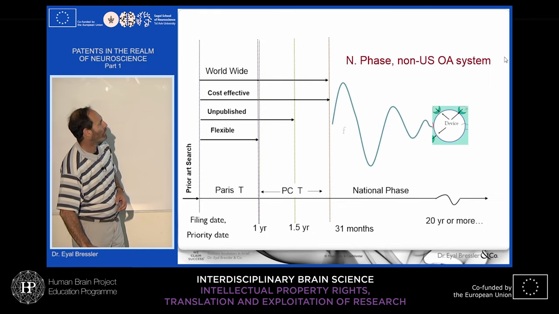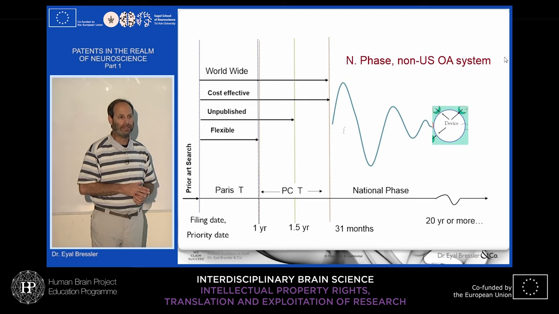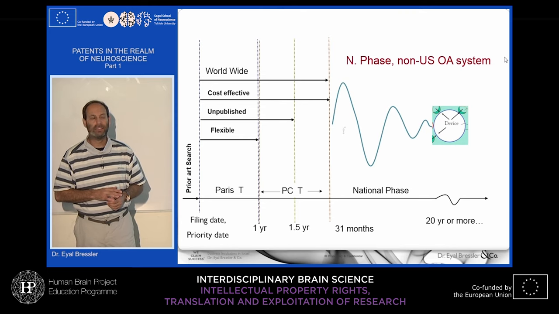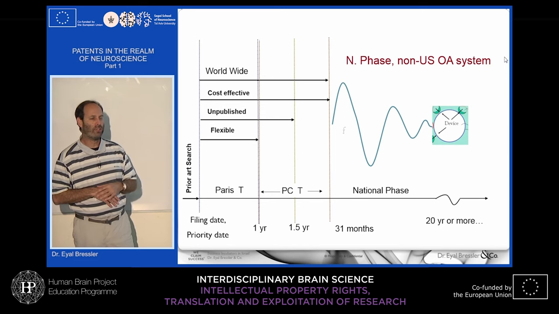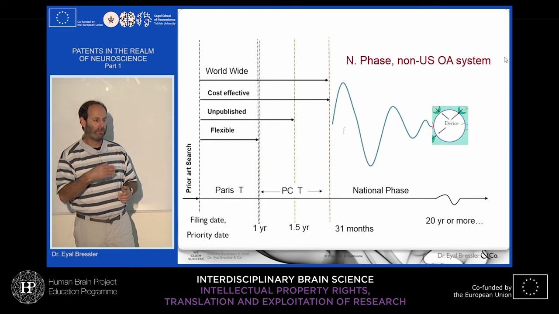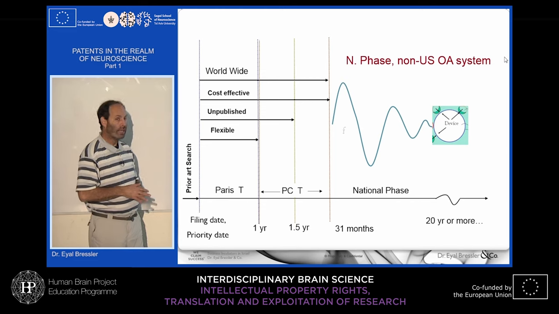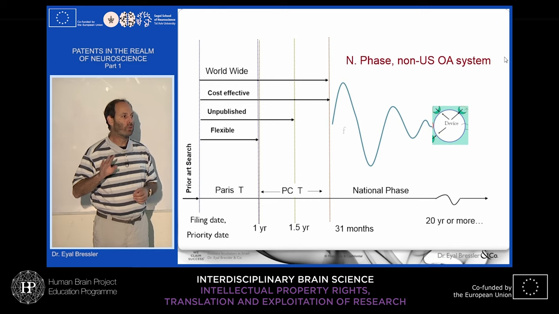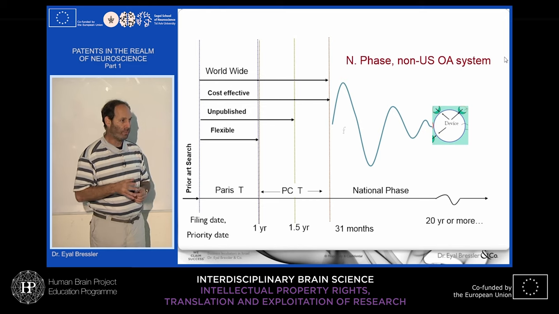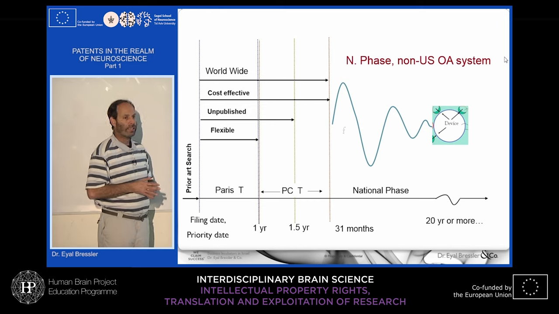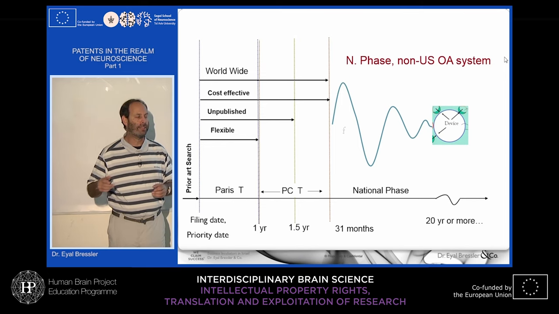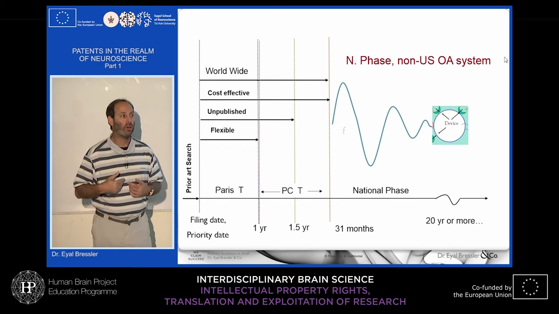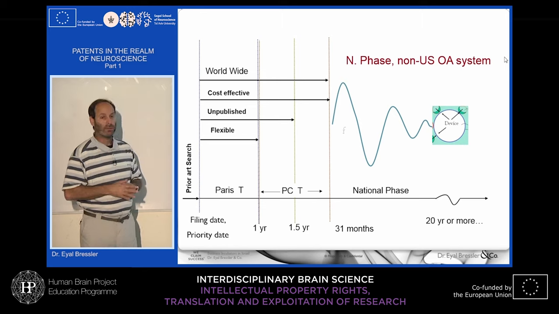Now, we talk briefly about the timetable of a patent. We said that a patent has largely three stages. The first stage, we call it the Paris Treaty, or the period of Paris. The patent gains four good parameters. It is very cheap. Even though you file it only in the United States, or only in Israel, it's patentable all over the world, or your priority date is reserved for you all over the world.